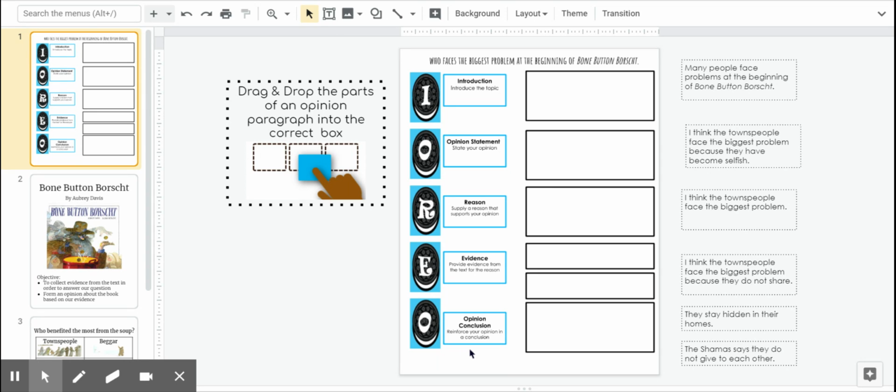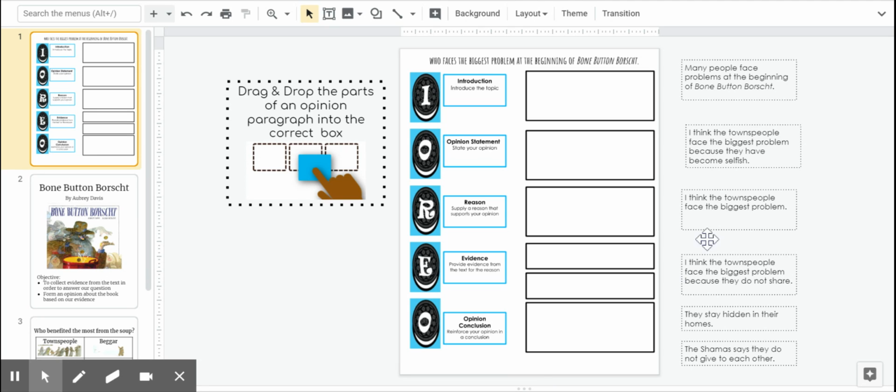conclusion, opinion conclusion. We like to use an Oreo to help us remember the parts that go into an opinion paragraph. First, we're going to start with an example opinion paragraph that we'll put together on this video. Then we'll begin your introduction and opinion statement for this week's writing project.